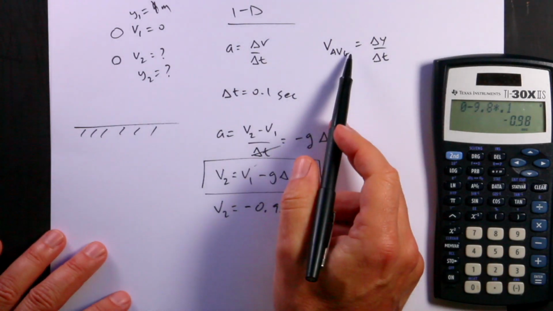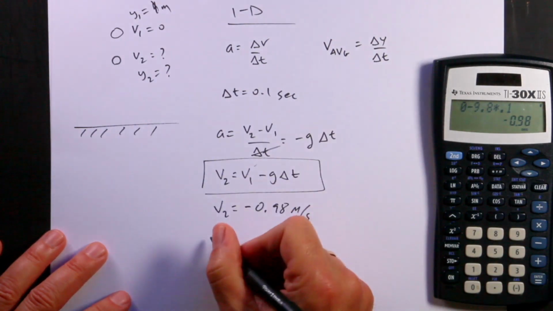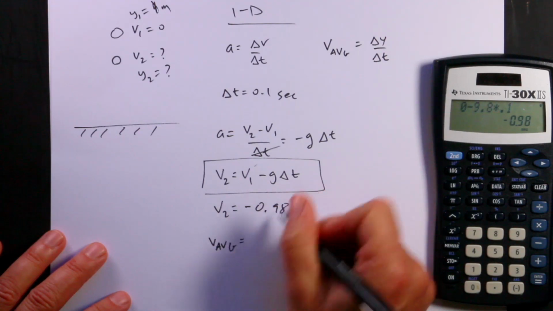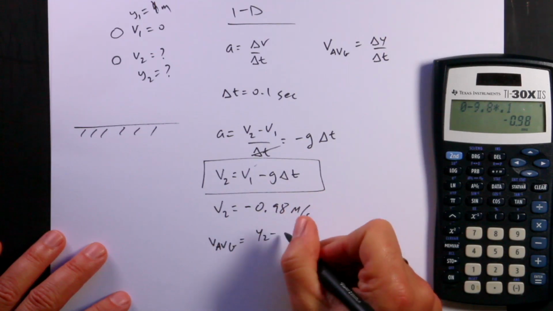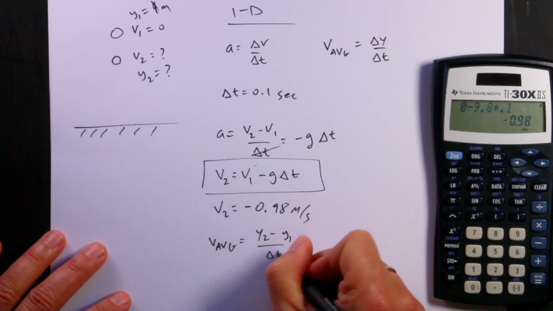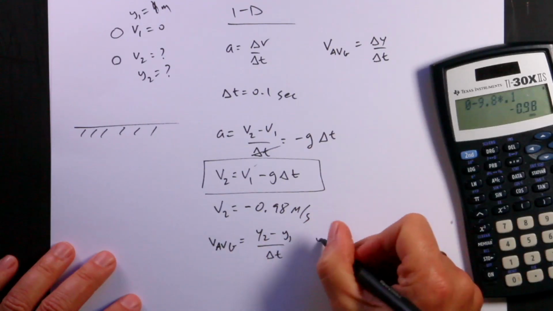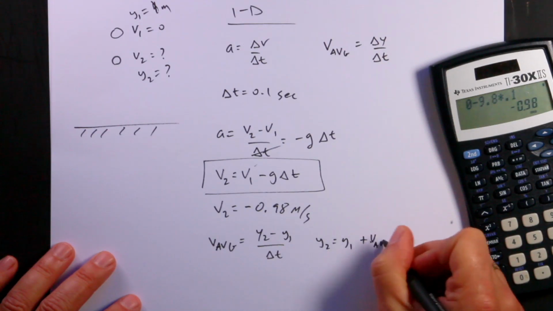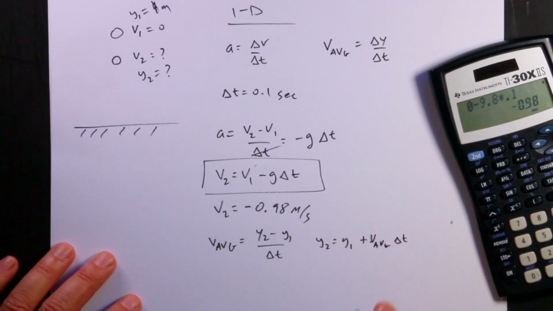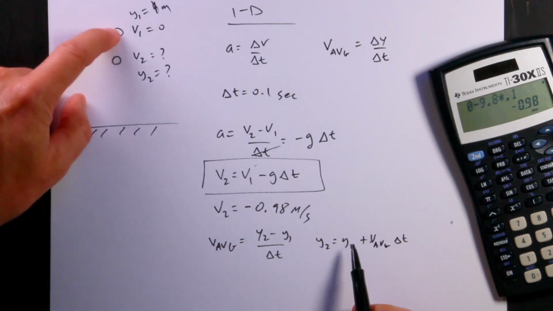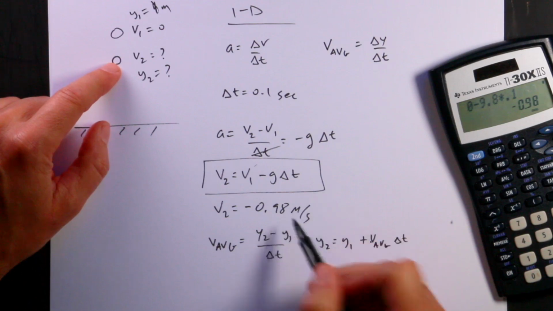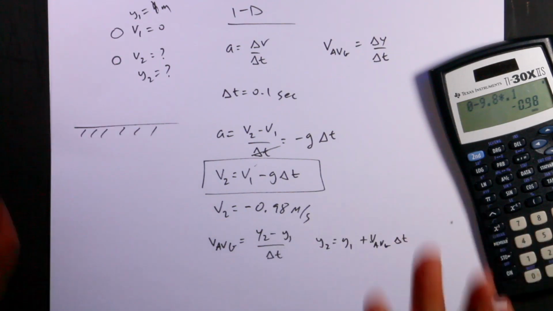Now what about y2? Here I can say v average is the change in y, which is y2 minus y1 over delta t. I can solve this for y2, and I get y2 equals y1 plus v average delta t. Okay, but what's the average velocity going from here to there? Well, I don't actually know that. I could find that out, right? I could just take half of that. It's not that hard. But I don't want to. I want to do this easier.